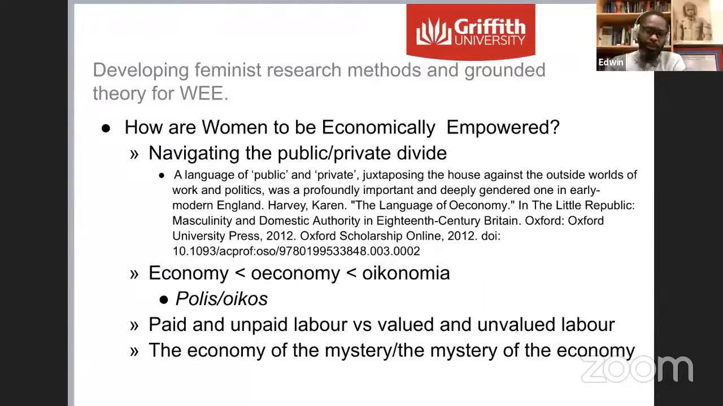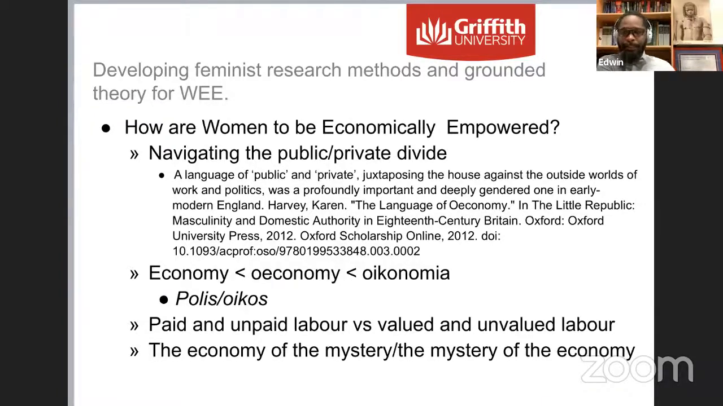Okay. Yes, Professor. So the public-private divide is what has to be navigated for women to be economically empowered. Long story short, that's what has to be navigated. And we need to understand this up and down, left and right, inside out, in order to do this.